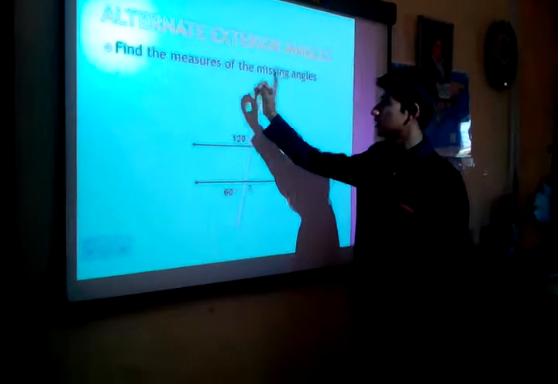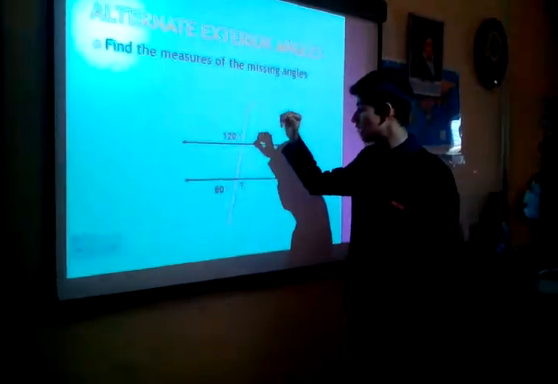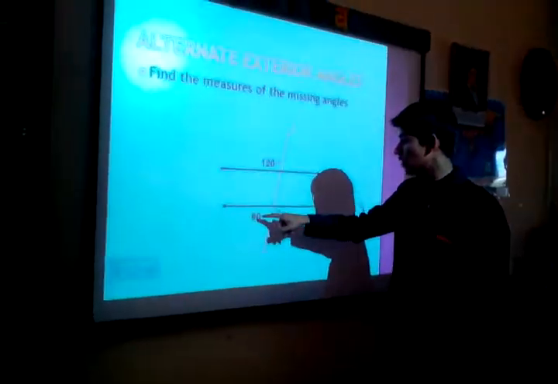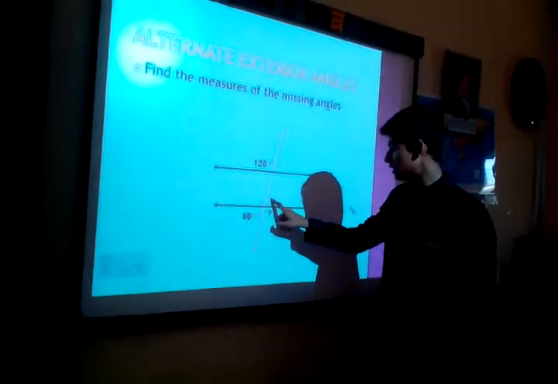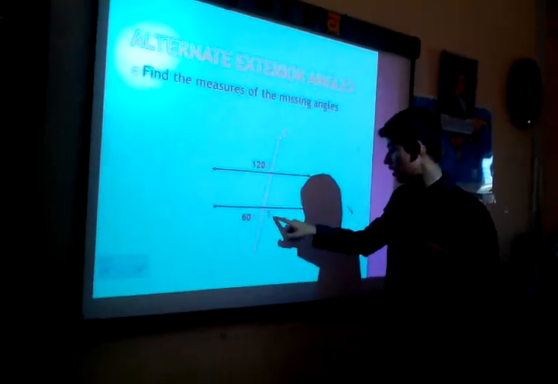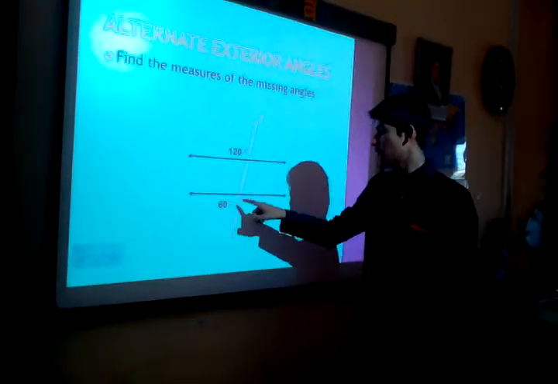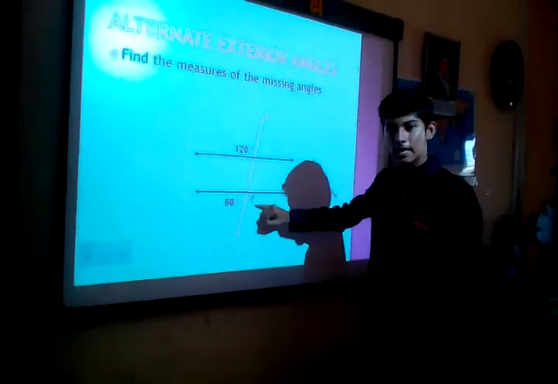Alternate exterior angles. Find the measure of the missing angle. We can also find it. If 180 is equal to 120 plus 60, then it would be 60 degree. Then we can find it by linear pair of angles, means 180 minus 60. We will get this angle.